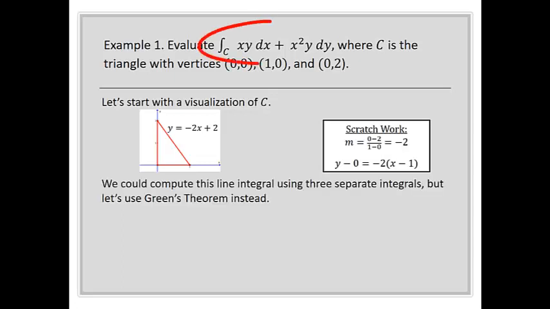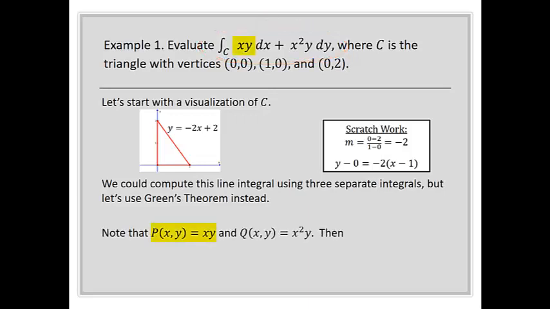Now, we could compute this line integral as it's been given to us, but since the triangle is made up of 3 separate line segments, in order to compute the line integral, it would require us to do 3 separate integrals. They would not be difficult, but it's a little bit tedious, so we're going to use Green's theorem instead. Note that our P of x, y is x times y, and our Q of x, y is x squared times y.